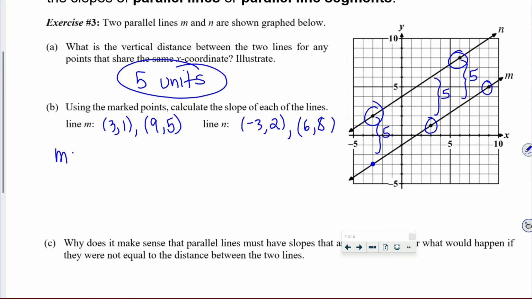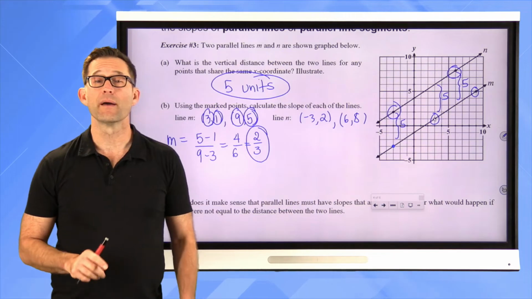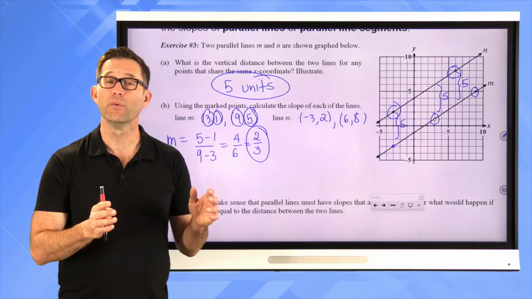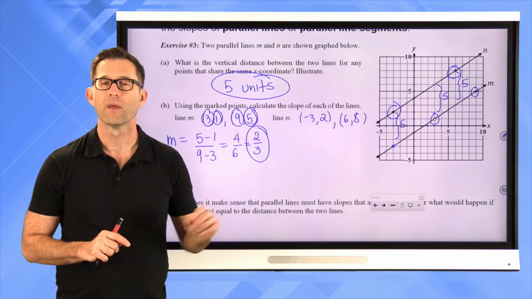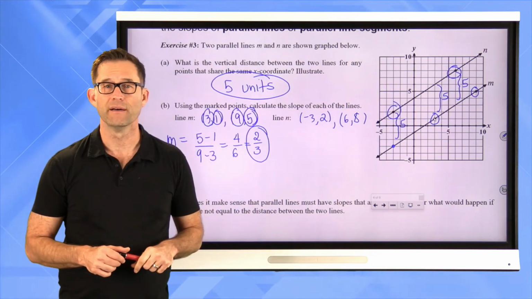So the slope of line M is going to be 5 minus 1, all divided by 9 minus 3, which is going to be 4/6. I can divide both of those by 2, and that'll give me a slope of 2/3. For every 3 units that I move to the right, I move 2 units up on this line. Go ahead and pause the video and you come up with the slope for line N.